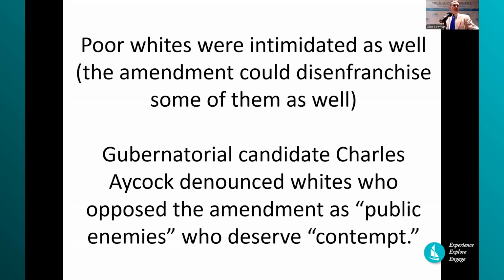Please note that this clause also intimidated poor whites. Many whites thought there was going to be some loophole that was going to get them. They didn't like the literacy test thing after 1908. But the campaign supporters kept pushing. Gubernatorial candidate Charles Aycock, one of those who went to Chapel Hill in the early 1880s, denounced whites who opposed the amendment, considered those whites public enemies who deserved contempt.